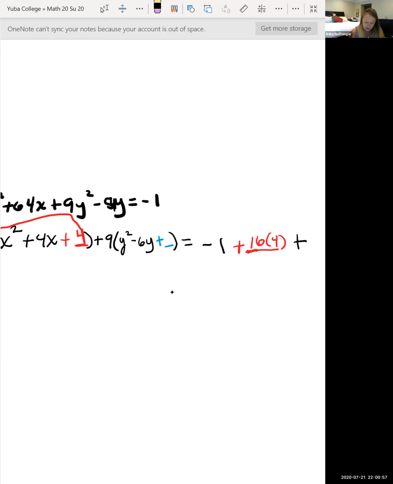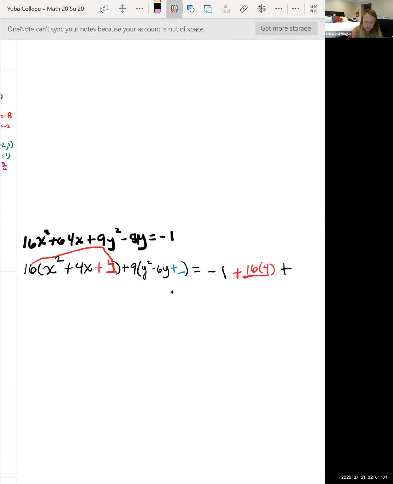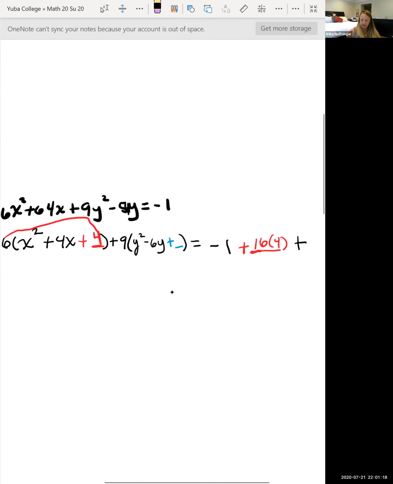Plus, and so let's do the same thing. We want to complete the square on our y terms. And so we're going to look at our b value, that coefficient in front of y. We're going to divide it by 2. So negative 6 divided by 2 is negative 3. And check it, negative 3 plus negative 3 is negative 6. And that c value for that y term is negative 3 times negative 3, which is 9.